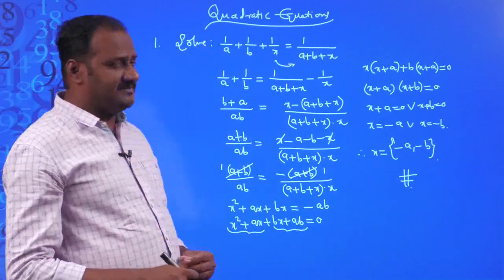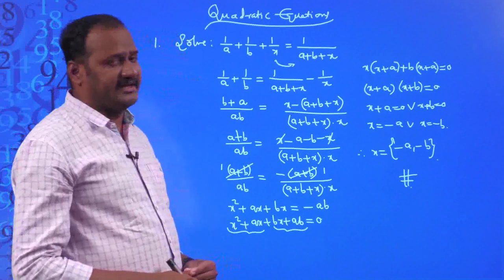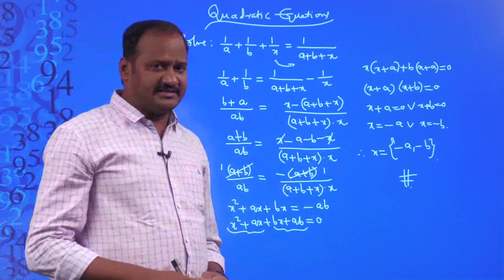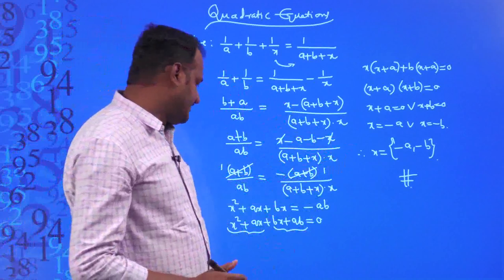1 by a plus 1 by b plus 1 by x is equal to 1 by a plus b plus x. Then the values of x are going to be minus a, comma, minus b, right?